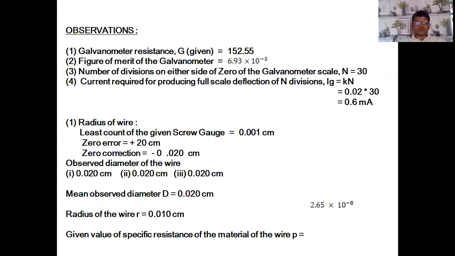Now the value. The given value of the specific resistance of the material, like a density, we show on the screen: 2.65 multiplied by 10 raised to minus 8 power. This value is again given by the examiner. You will not have this value beforehand, because you perform the practical at the time of the exam. Which type of wire is used, only the examiner knows.